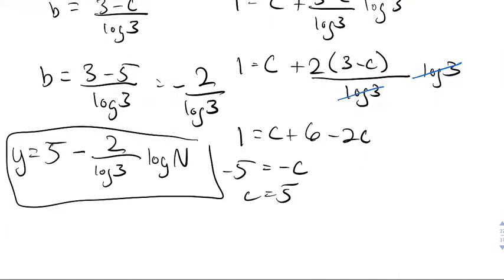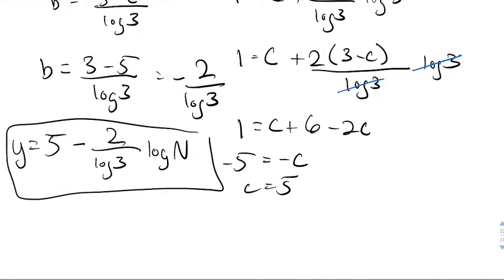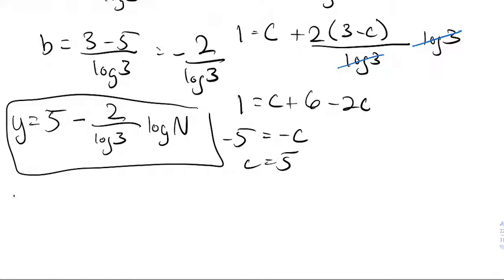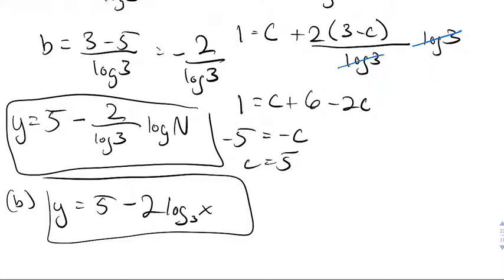Okay, so then this is the result for A. And then if we look at B, we'll see that it's actually the exact same, but we're just changing the base basically from base 10 to base 3. So notice we have the log of n divided by the log of 3. So then we can do a direct application and we'll get y equals 5 minus 2 log, now the base is going to be 3, of x. So we just changed the n to an x, but what we did was use the change of base formula.